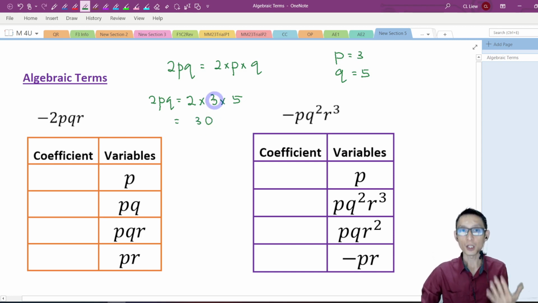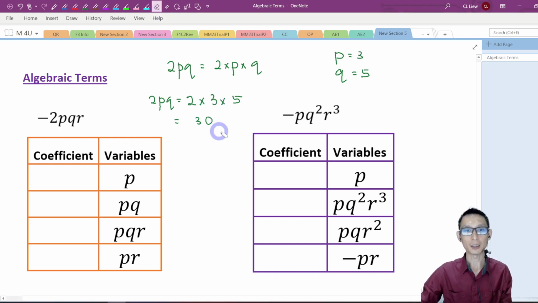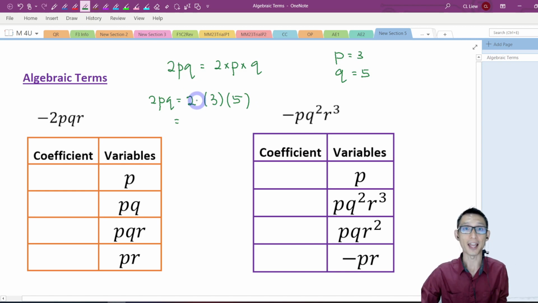Instead of writing this, sometimes you will see people write like this. It's actually the same thing. You can just put a parenthesis like this. When you see a parenthesis and you don't see any multiplication, divide, or plus or minus sign, this means multiply. It means 2 times 3 times 5. Okay, so this is equal to 30.